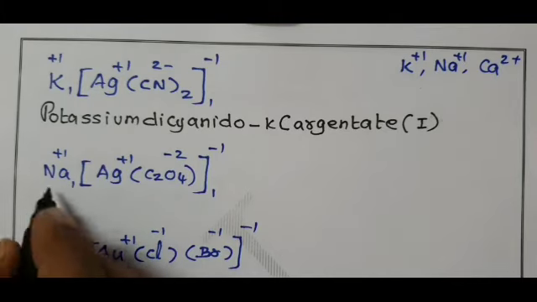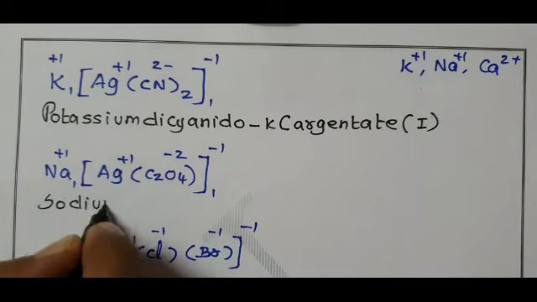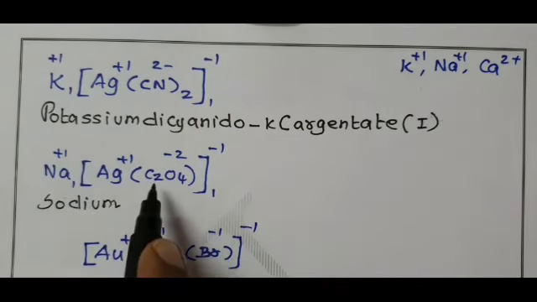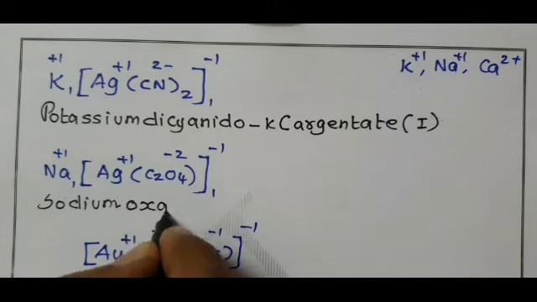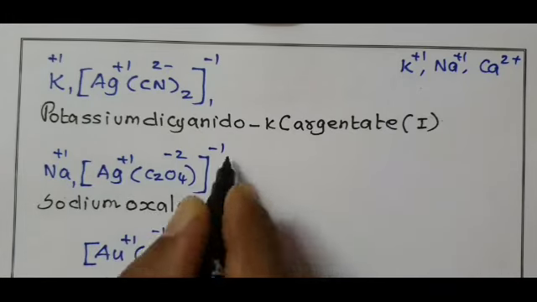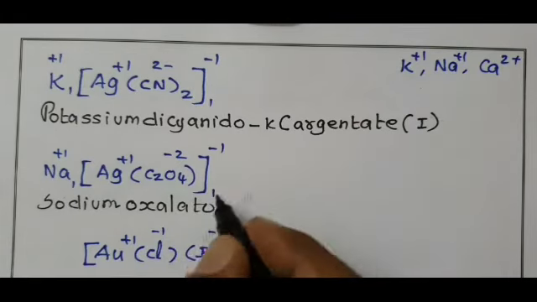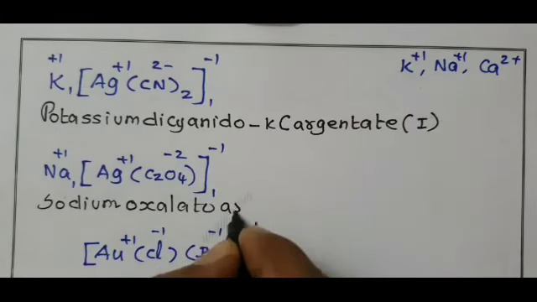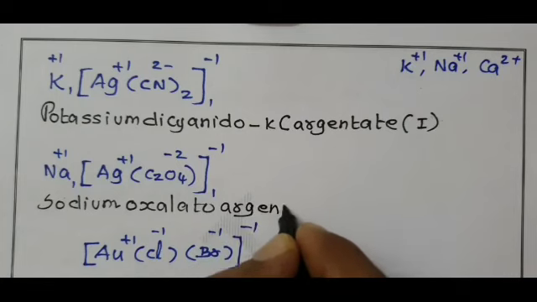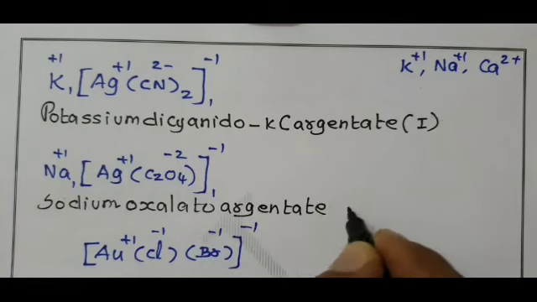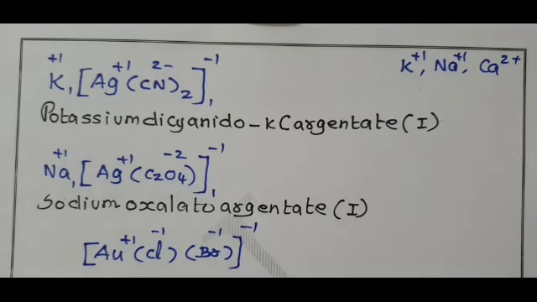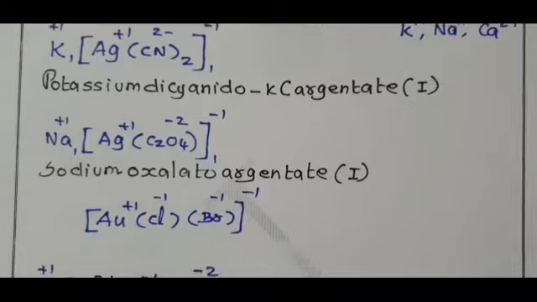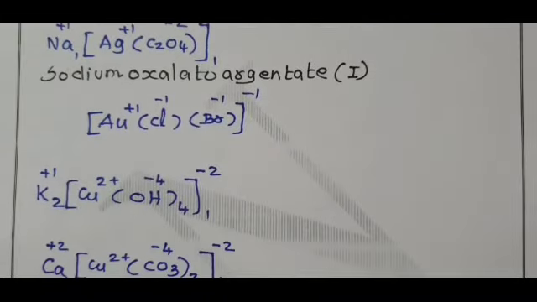Come to second complex. The cation is sodium. First letter caps, sodium. Our ligand is oxalato. Only one oxalato, therefore simply you can write oxalato. Anionic complex, therefore the central metal ion name is argentate. Oxidation number 1, silver oxidation number 1. That oxidation number should be written in Roman numerals.